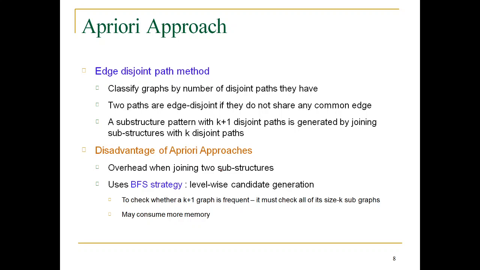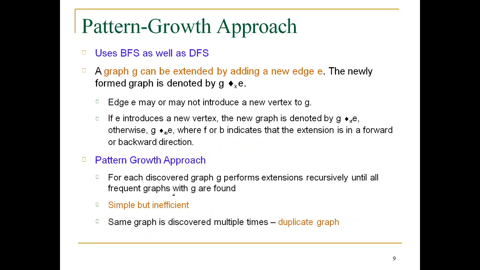So you must always check the k-size subgraphs, and it has to verify always, and it will consume more memory. So these are the overheads or the disadvantages that you can find in the Apriori approach. Then coming to the pattern growth approach. In the pattern growth approach, it is using the breadth first search as well as depth first search.